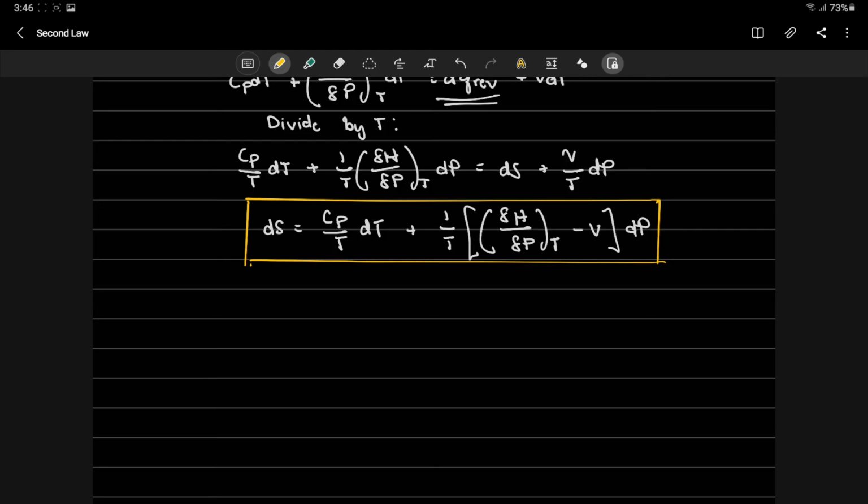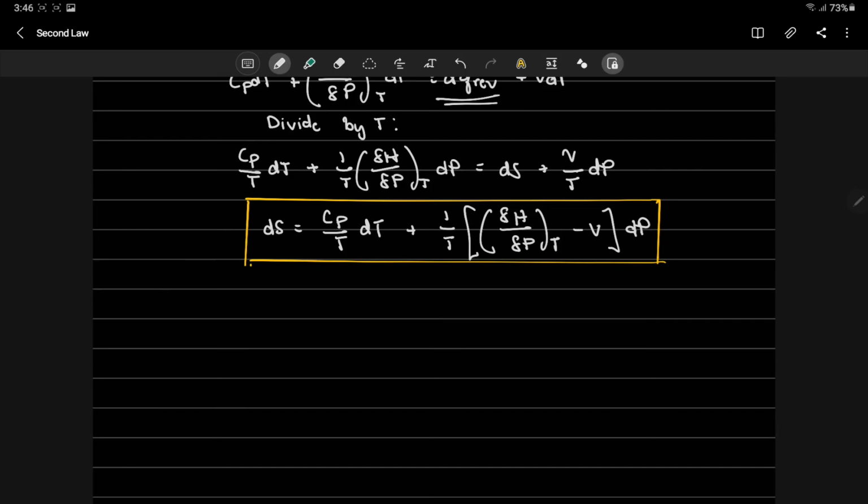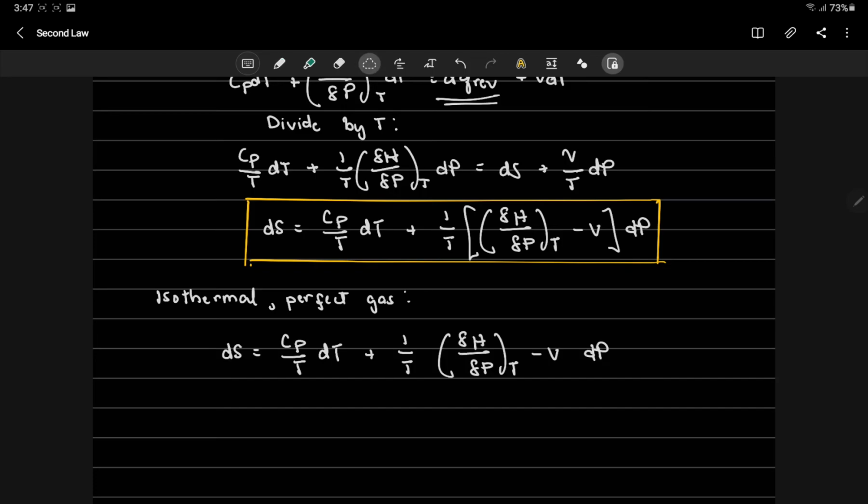meron ka. So for example, meron tayong isothermal process. So, isothermal. And meron tayong perfect gas halimbawa. So, what will become of this general equation? So, let me rewrite this equation. Ayan na siya. May konting kulang. There should be a bracket here.